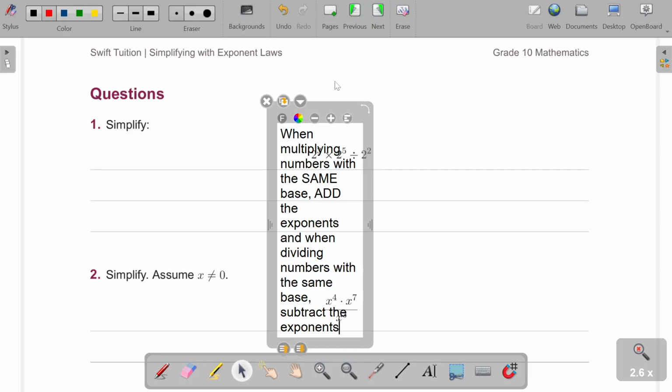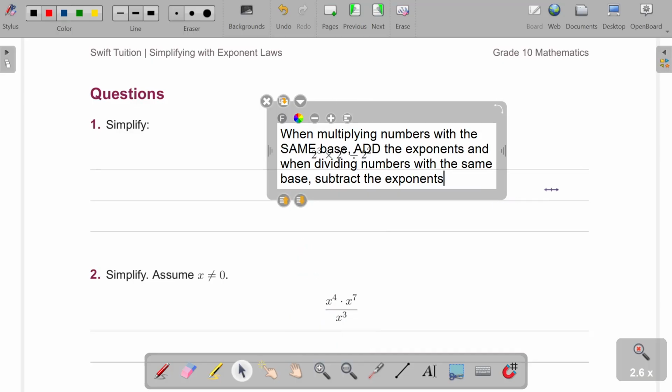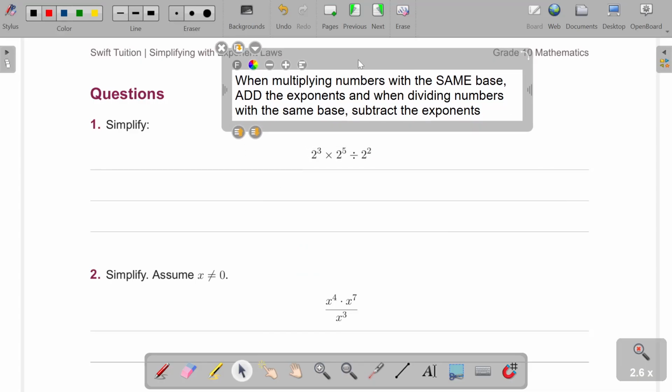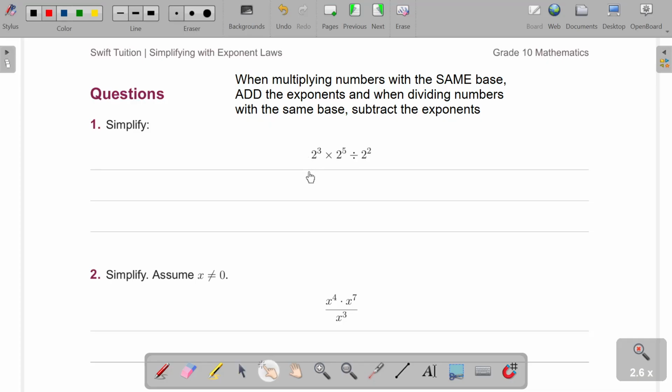So whenever there's the same base and you're multiplying or dividing, the only thing you have to do is add or subtract the exponents. In this case, I've got 2 to the power of 3 multiplied by 2 to the power of 5. You can see clearly that I'm multiplying, and they have the same base. At the base, there is the number 2. So if the base is 2 and the exponents are 3 and 5, I must add their exponents. So this becomes 2 to the power of 3 plus 5, and that's going to be 2 to the power of 8. That's what this first portion simplifies to.